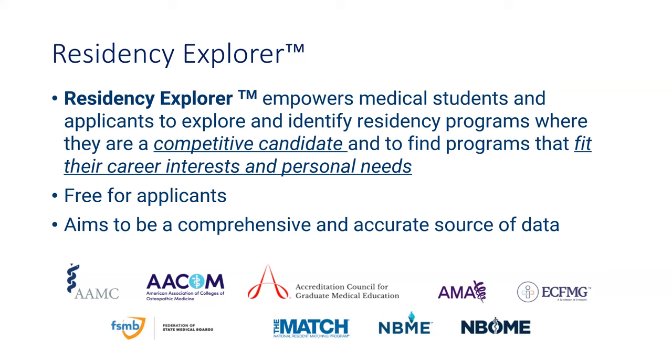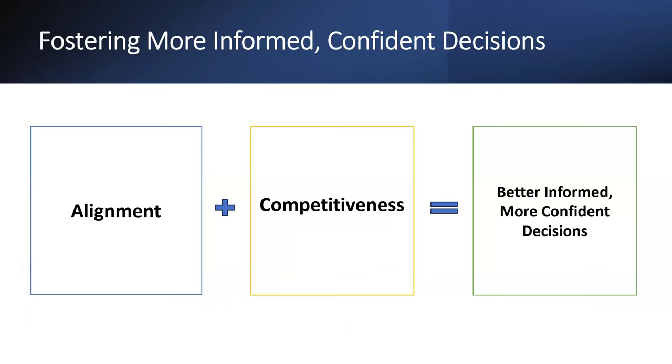So all you really need is an AAMC account, which you would need to access a MyERAS application in the first place. And the third bullet point is probably the biggest sticking point here, which is that it's comprehensive, and more importantly, it's an accurate source of data. These data are being collected from all these various organizations. It's a collaborative effort, and for the most part is typically more reliable than what you might see in grassroots efforts online. And as I mentioned before, the idea here is to help applicants identify alignment and competitiveness so they can be better informed and make more confident decisions.